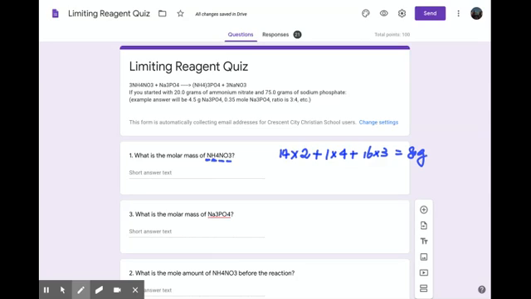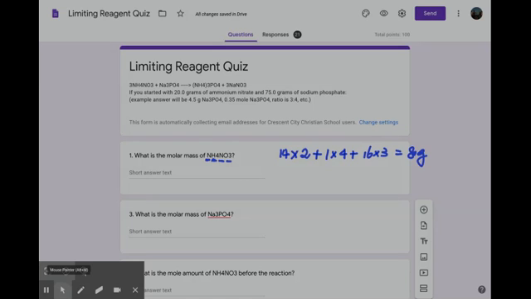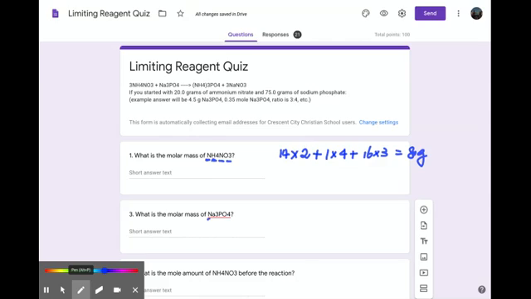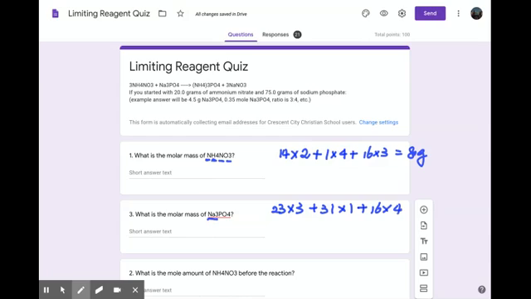Okay, and then what is the molar mass of Na3PO4? Same thing. You're looking for molar mass, right? So we have 3 Na. Each Na is 23 times 3, plus each P is 31. There's only 1. So plus each O is 16 times 4. You add them up, it is 164. The unit is gram per mole. So that means in 1 mole of that compound, you have 164 gram.